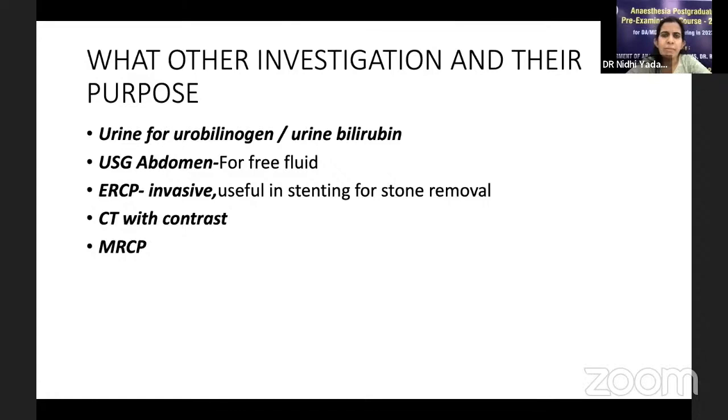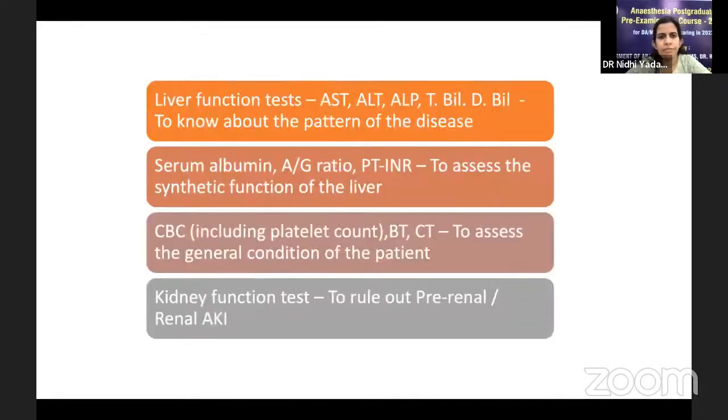CT with contrast can be done to know about the pathology and how much the extent is, but since contrast is used, it can be harmful. So a non-invasive investigation like MRCP can be done. Liver function tests such as AST, ALT, ALP, total bilirubin, direct bilirubin can be done to know about the pattern of the disease. Serum albumin, albumin globulin ratio, prothrombin time, INR to assess the synthetic function of the liver.